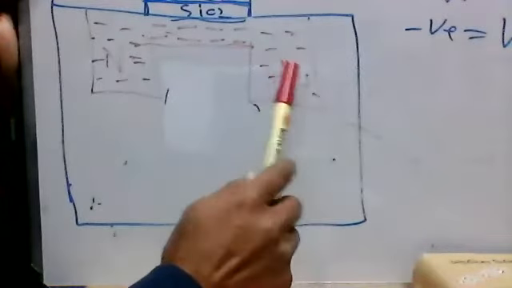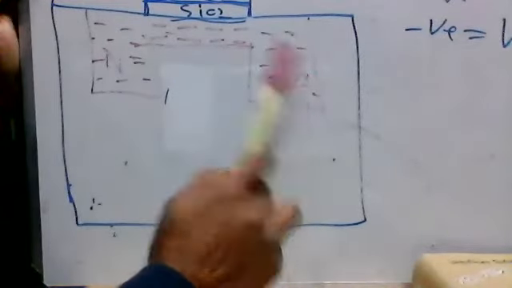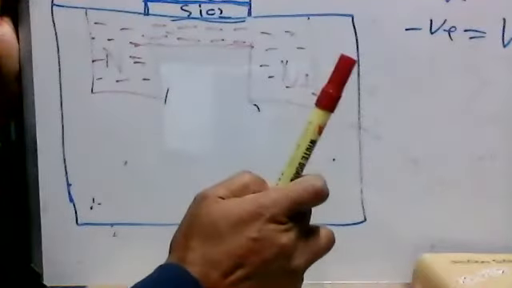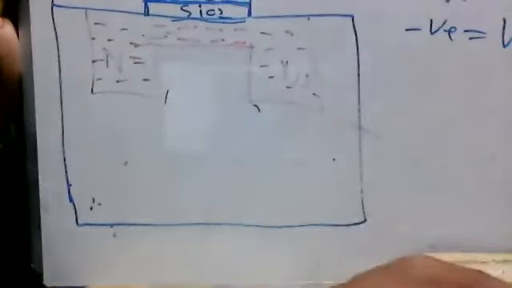But here, if we have two containers, both have the same amount of electrons on this side and this side. So there will be no electrons flowing from one side to the other side. No electron flowing means no current flowing.